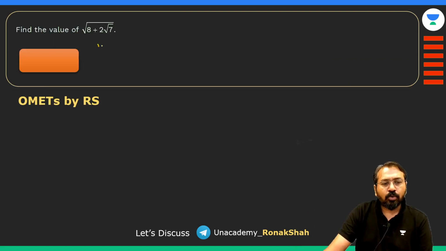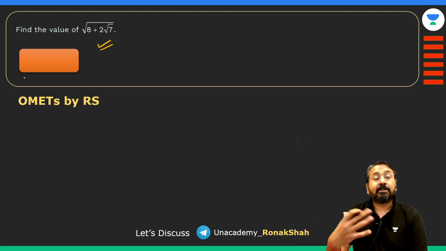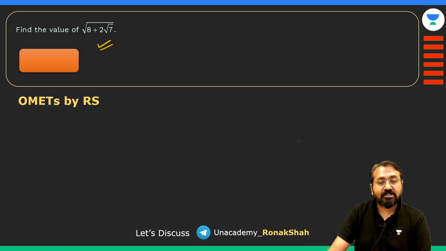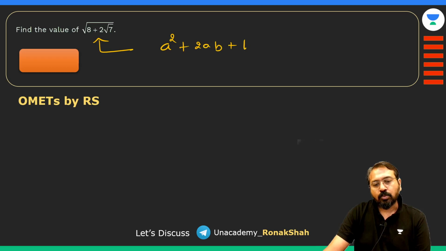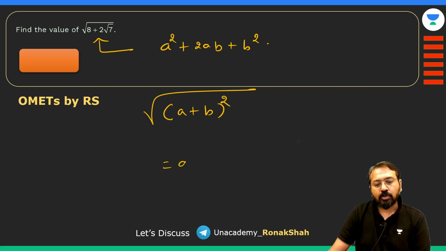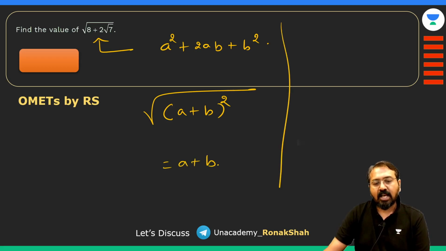Now there is one more question, how to solve such a question, because sometimes in SNAP they ask you such irrational number based questions. So guys, whenever you come across such a question, I mean such an expression, always try to convert it in this form: a square plus 2ab plus b square, so that you can further write it as a plus b whole square, and then the square root of that will be equal to a plus b. So let's see how we can convert the given expression in this form.